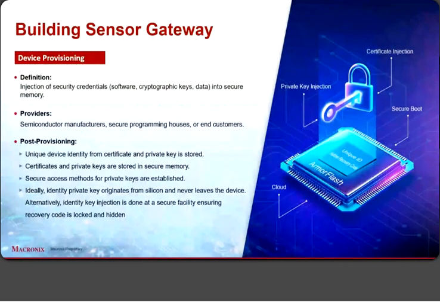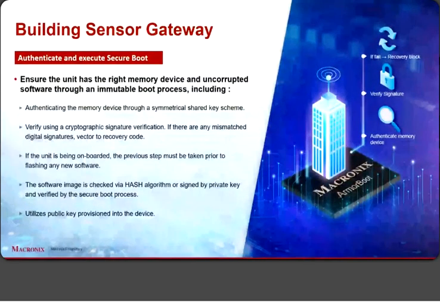Once the provisioning stage is done, you're going to want to be able to bring the system up. You just need to make sure that the unit has the right memory device and uncorrupted software through an immutable boot process, so using secure boot. You want to authenticate with the device and then execute the secure boot. You would authenticate the memory device through some symmetric key sharing scheme, and then verify using a cryptographic signature verification, which I discussed before.